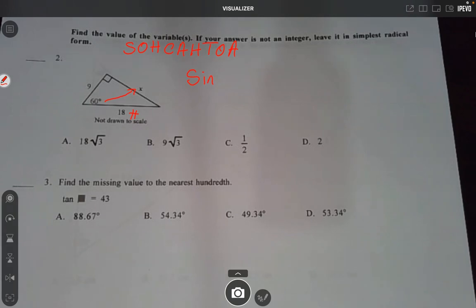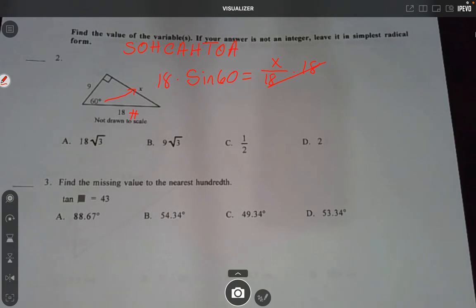Okay. So sine of 60 equals x over 18. Could you use cosine? No. Why? Because cosine would be adjacent over hypotenuse, and it doesn't give us anything to solve for. That would just be like 9 over 18. Okay? Now, what would you do to solve for x? What's over there with the x? It's divided by 18, so we multiply by 18.